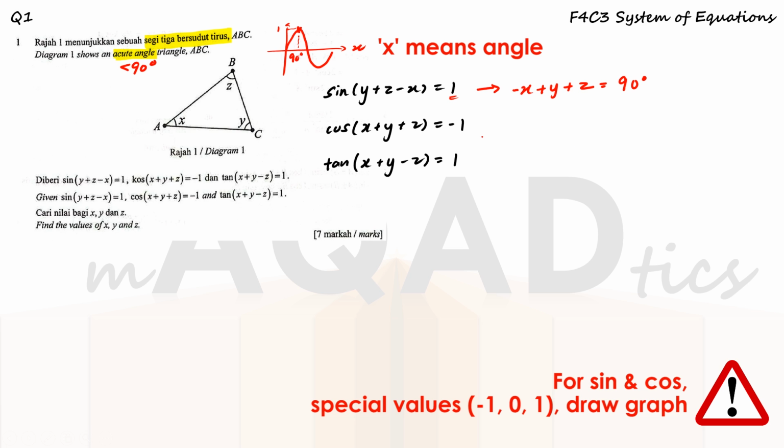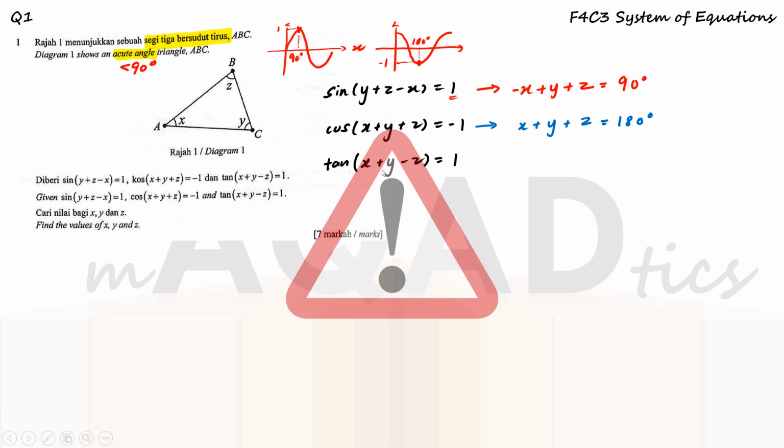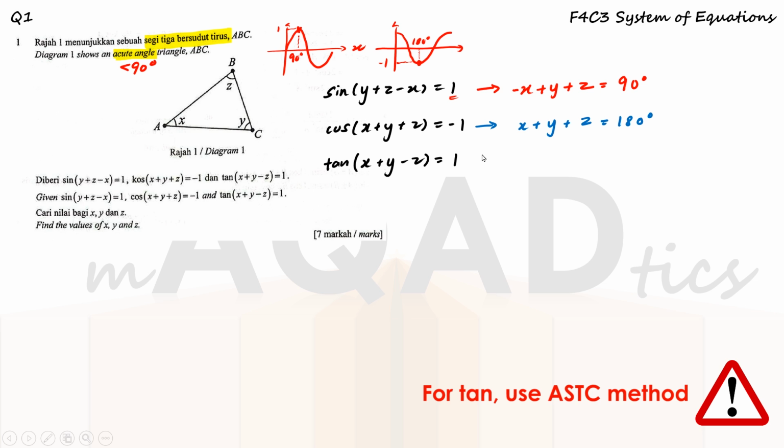Okay? And for the cos, same thing as well. Let's draw the graph. And minus 1 is actually here, the minimum point. So this one is actually 180. So our answer is 180. Okay, for tan, 1 is not a special case. So the way to find this one, you can use the calculator.